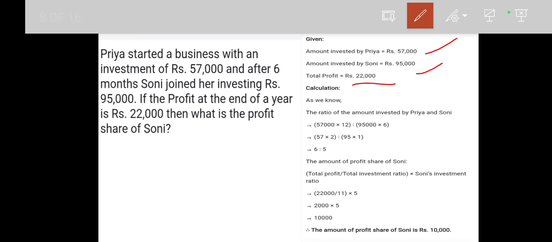So now we need to find the amount of profit share of Sony. So how will we find that? That is the total profit divided by the total investment ratio into Sony's investment. We already know the total profit is 22,000, which is given in the question. Total investment ratio, we found the investment ratio as 6 is to 5. To find the total of that, it is 6 plus 5, which is equal to 11. This 11 is nothing but 6 plus 5. Into 5 is Sony's investment, because this ratio is in the form Priya is to Sony, right? So we have 22,000 divided by 11 into 5, which is 2,000 into 5, and we get the final answer as 10,000. So the amount of profit that Sony received is 10,000.